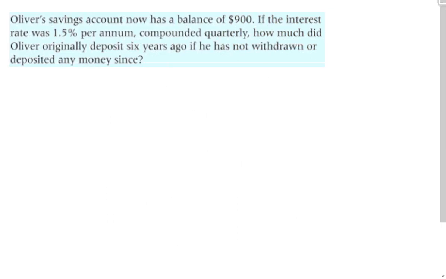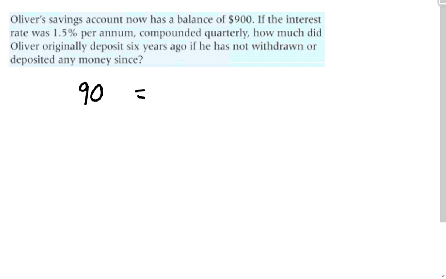Next one. Oliver's savings account now has a balance of $900. So that's what he has right now. The interest rate was 1.5% per year, compounded quarterly this time. How much did Oliver originally deposit 6 years ago if he has not withdrawn or deposited any money? So where does the 900 go in for? Does it sit all by itself on this side of the equal sign, or does it go over here?